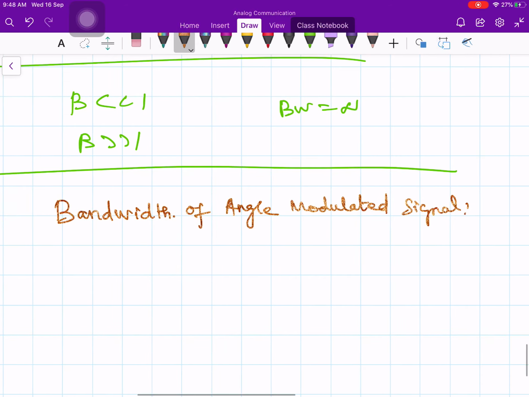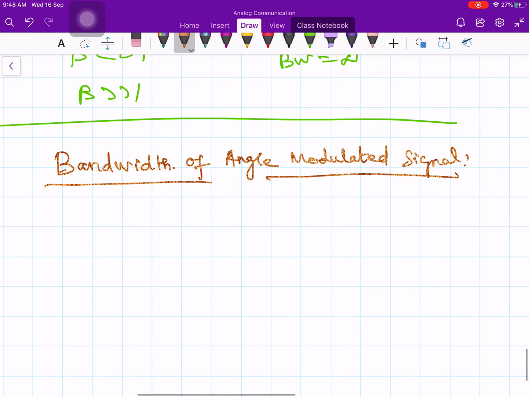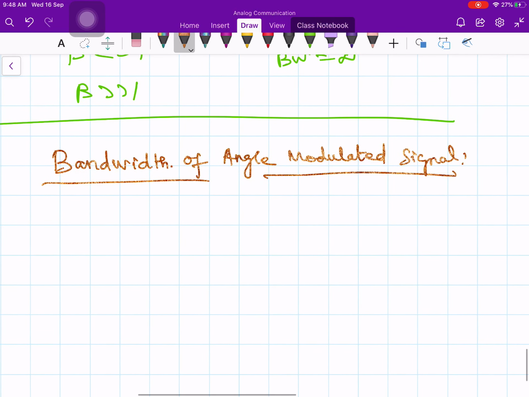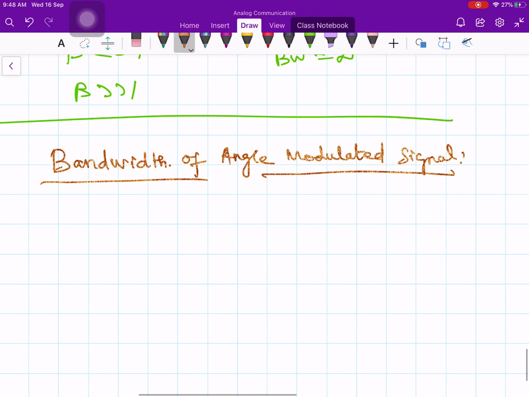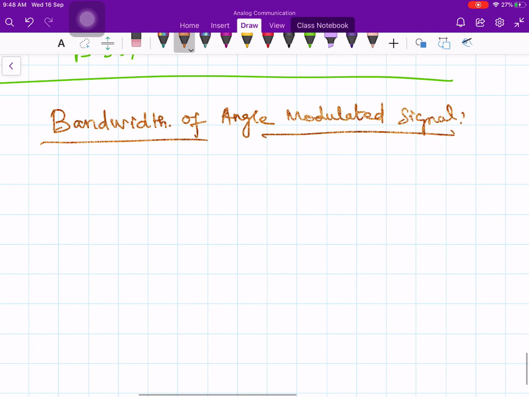Okay, fine. So let's do some discussion on bandwidth. We would like to look at the bandwidth of angle modulated signals more quantitatively, rather than simply calling it a large bandwidth or small bandwidth. As I said, strictly speaking, the bandwidth is infinity. But infinity is not a finite number, right? You cannot simply come and say, okay, this is my frequency modulation and my bandwidth is infinity. You cannot say like that.